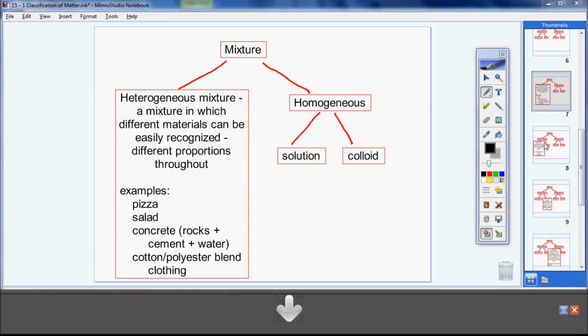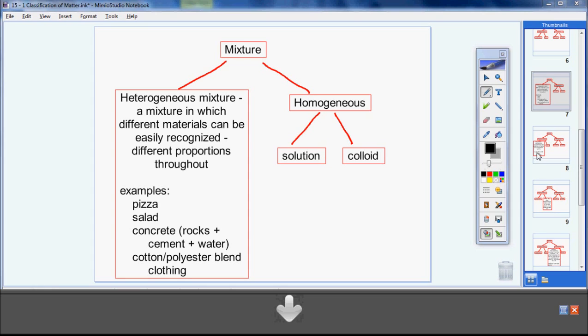I want to look at one of the subcategories of heterogeneous mixture. Okay. Hopefully you've had a chance to write down the pizza and the salad and the concrete, which is made of rocks plus cement plus water, and also that cotton polyester blend clothing fits into that category as well.